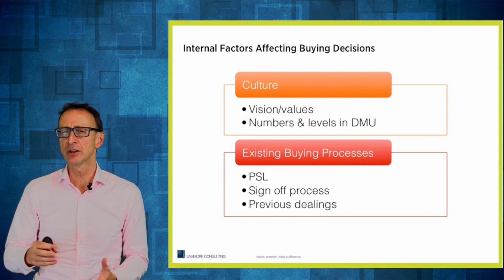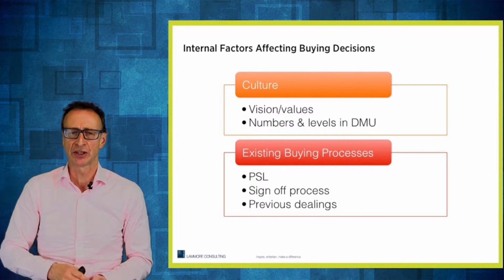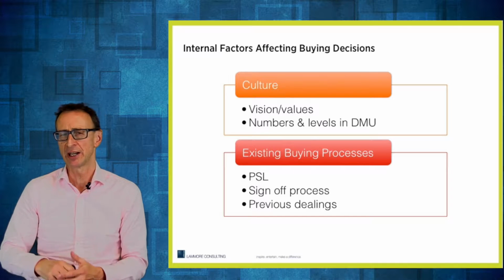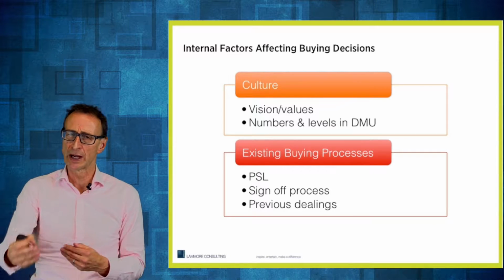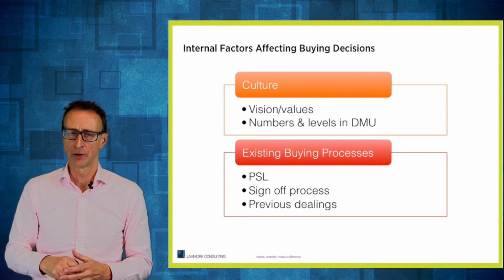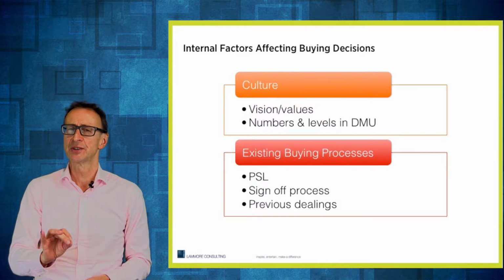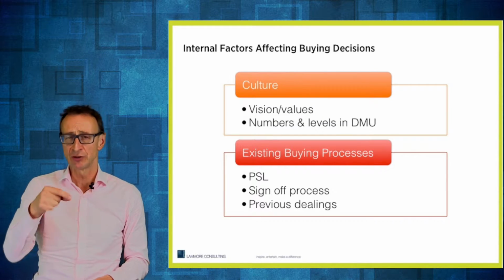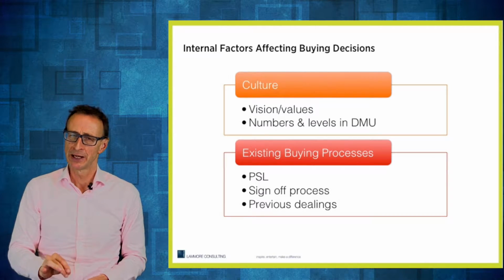So if we take a look at the buying processes, for example, do they have a preferred suppliers list? Is there a sign-off process? Do you have any history with the organisation in terms of the way that you transact? Do you have certain systems that are in place? So all of those are fairly mechanical processes that you need to be aware of, because those internal factors will affect how the decision is made.